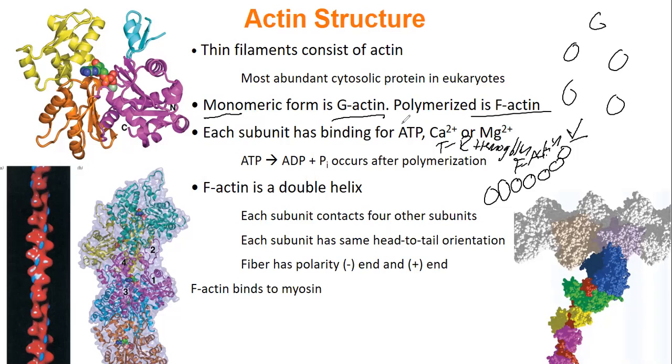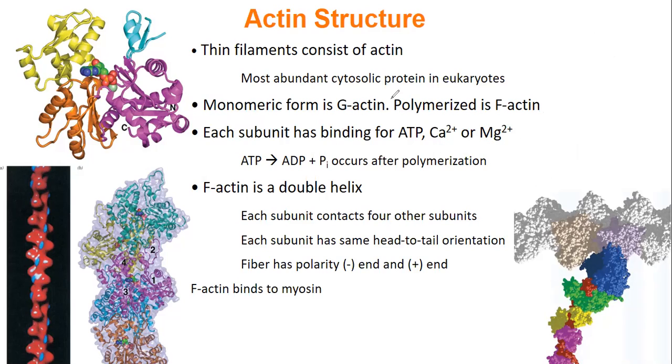All right. So when we're looking at actin, actin has binding sites. Let me undo some of my drawings. So actin has binding sites for ATP, calcium, and magnesium. G-actin has ATP. Then when we form a fiber, that ATP is going to hydrolyze, and we're going to make ADP. So G-actin will have ATP bound. F-actin generally has ADP bound.